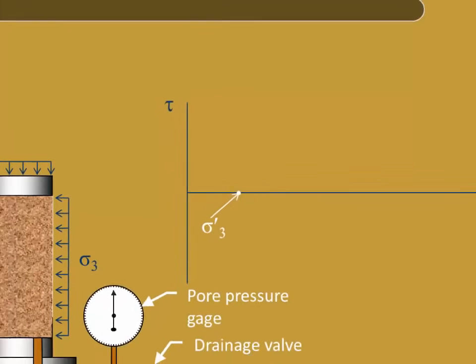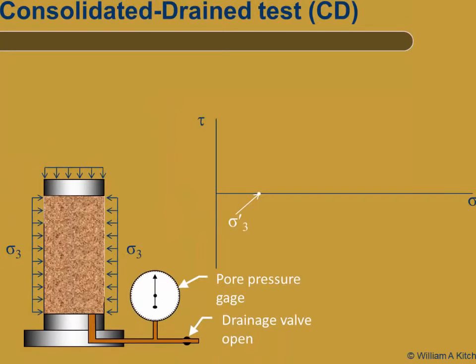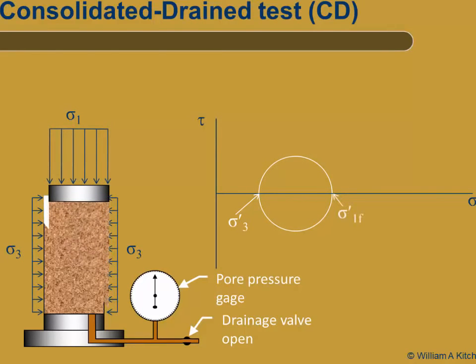During consolidation, the Mohr circle again moves from a point at the origin to a point at the consolidation stress sigma 3. But in this case, sigma 3 is an effective consolidation stress because there are no pore pressures, and the soil will consolidate and increase in strength. Sigma 1 is then increased until the soil fails. But in this test, the shearing is done so slowly that no pore pressures are generated. Therefore, the major principal stress at failure is also an effective stress.